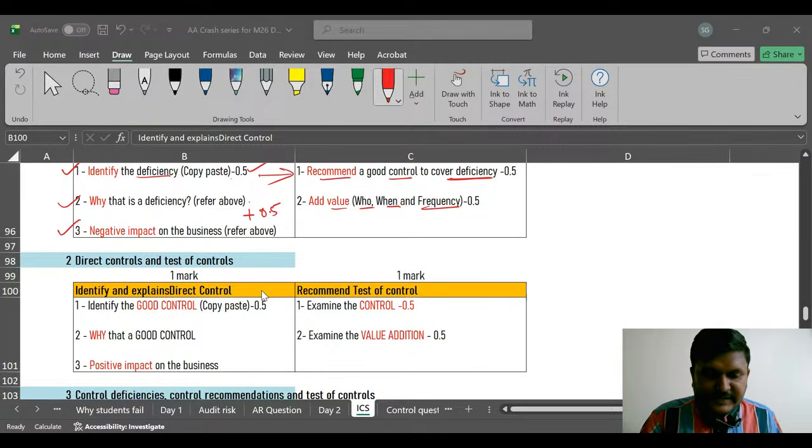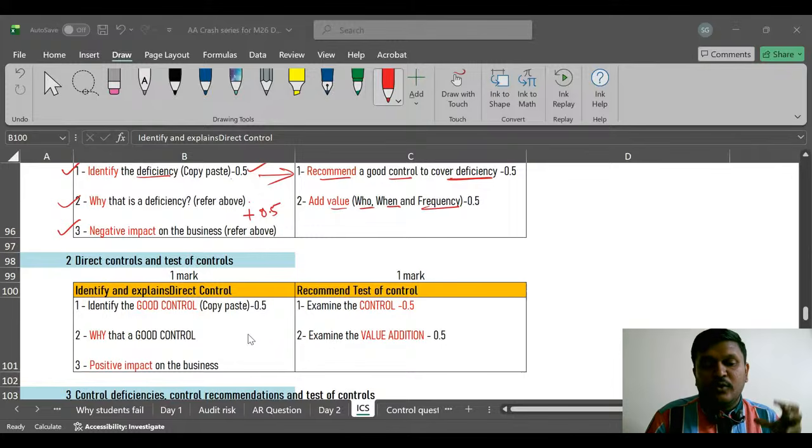So we will be considering direct controls and test of controls. Another question the examiner will put to test this is to identify what the direct controls are. What is meant by direct controls? They are known as good controls. What are the good controls we will be considering here? So we have good controls.